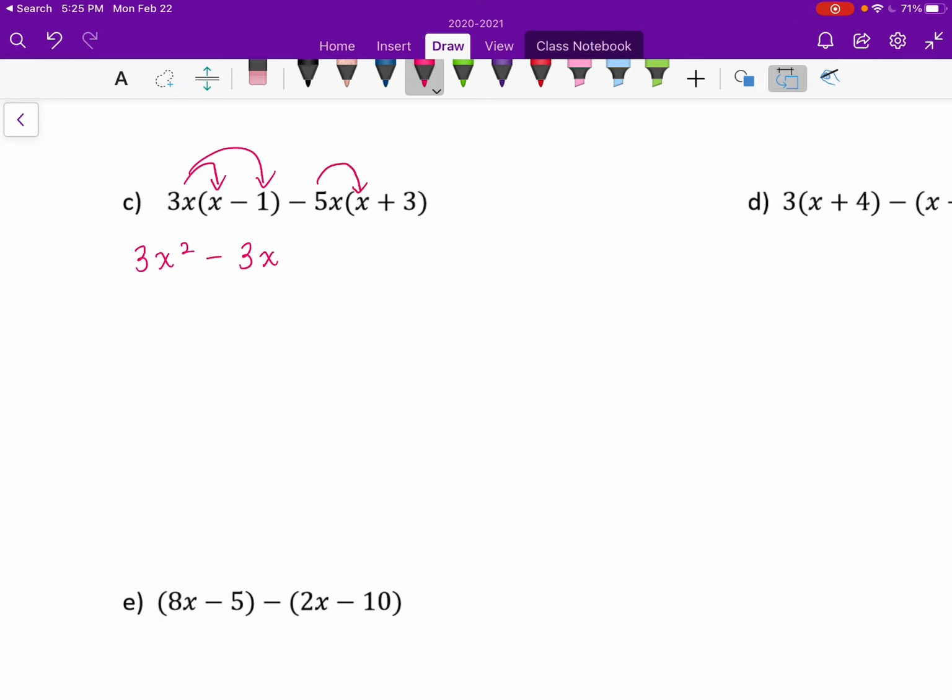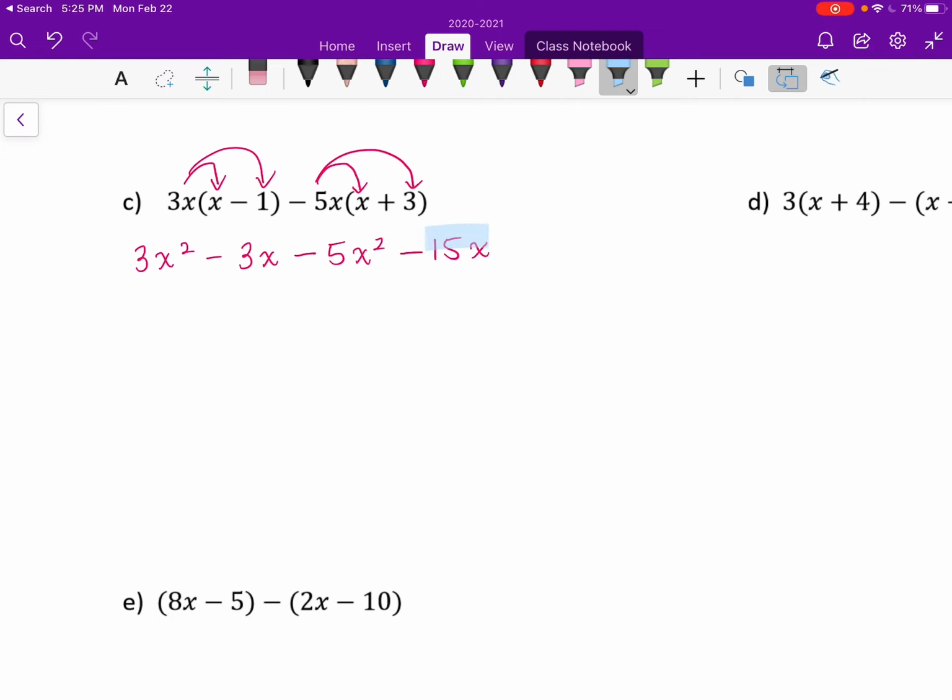Negative 5x times x is going to give us negative 5x squared. And then negative 5x times positive 3 is going to give us negative. Negative 5 times 3 is going to be 15. X times 1 is just going to be 15x.